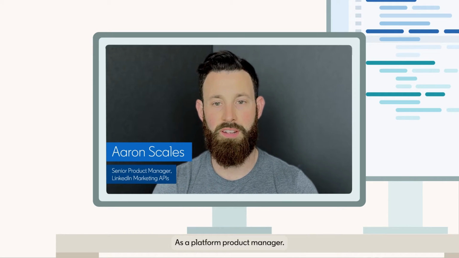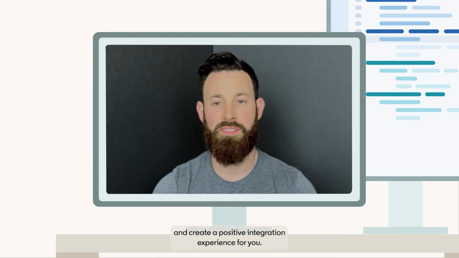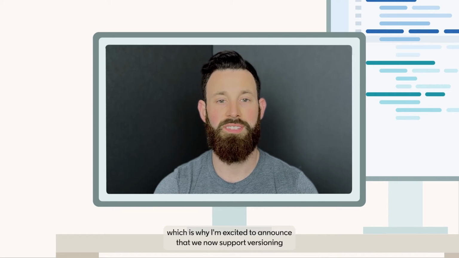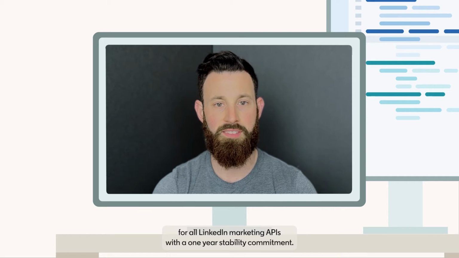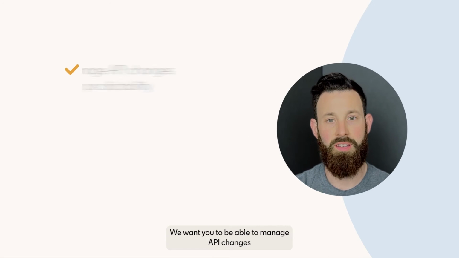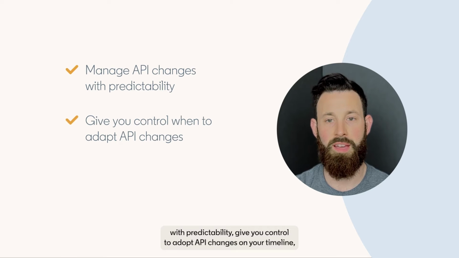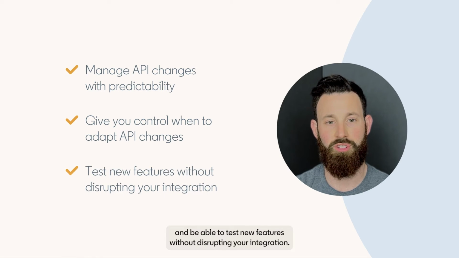As a platform product manager, my number one priority is to ensure the stability of our platform and create a positive integration experience for you. In my prior role as an engineering manager, I know how important it is to be able to effectively plan your roadmap, which is why I'm excited to announce that we now support versioning for all LinkedIn Marketing APIs with a one-year stability commitment. We want you to be able to manage API changes with predictability, give you control to adopt API changes on your timeline, and be able to test new features without disrupting your integration.